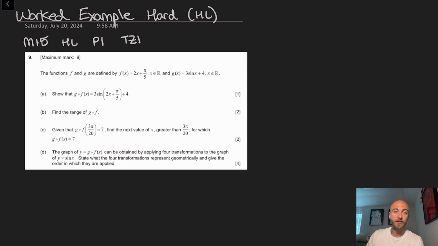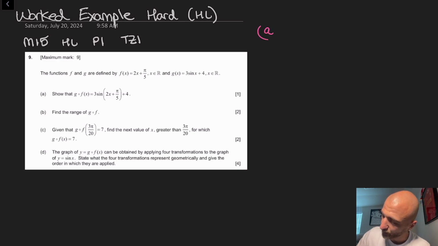All right, we got another pretty challenging functions question coming your way from an old IB HL exam. Let's jump right into it. We have two functions, f and g. f(x) is defined by 2x plus pi over 5, where x is defined for all real numbers. And g(x) is 3 sine x plus 4, also with x defined for all real numbers.